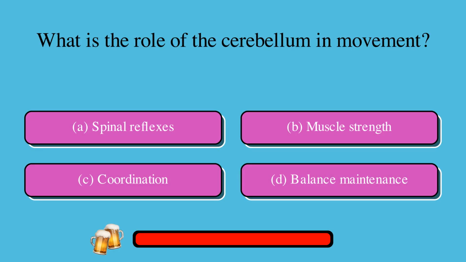What is the role of the cerebellum in movement? A. Spinal reflexes, or B. Muscle strength, or C. Coordination, or D. Balance maintenance. The correct answer is C. Coordination.